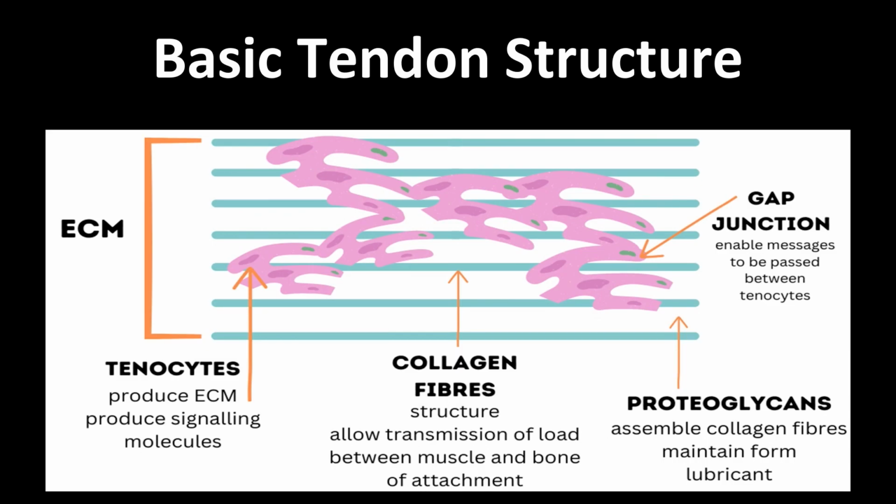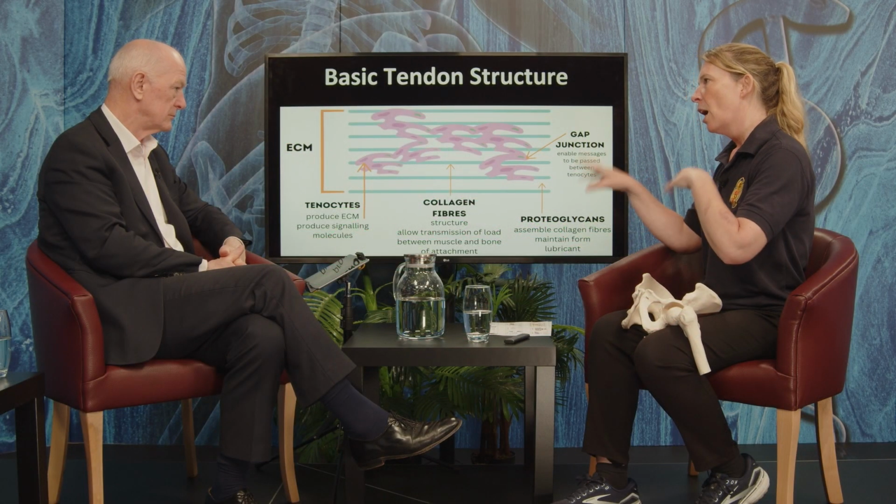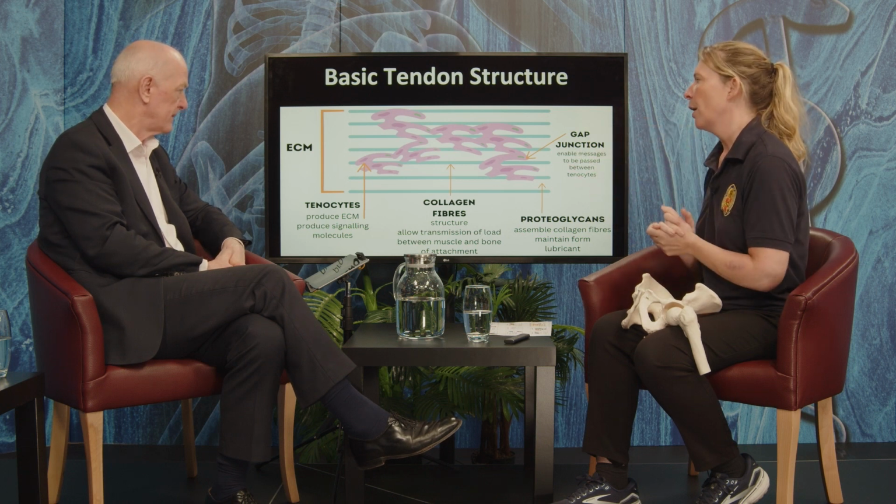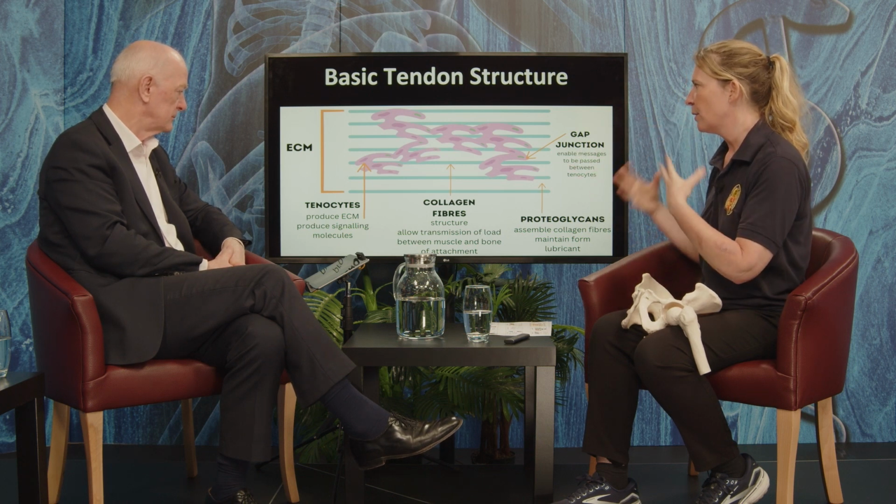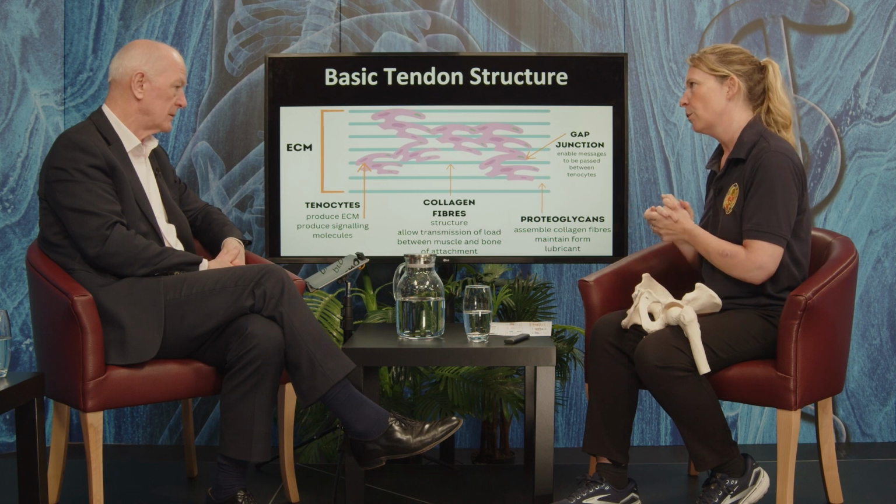This is a basic tendon. You've got the tenocytes within it and the extracellular matrix. That's what the ECM stands for. The tenocytes produce the extracellular matrix, and they also produce signaling molecules. So they're kind of in charge. They send signaling which helps with the homeostasis of the tendon.